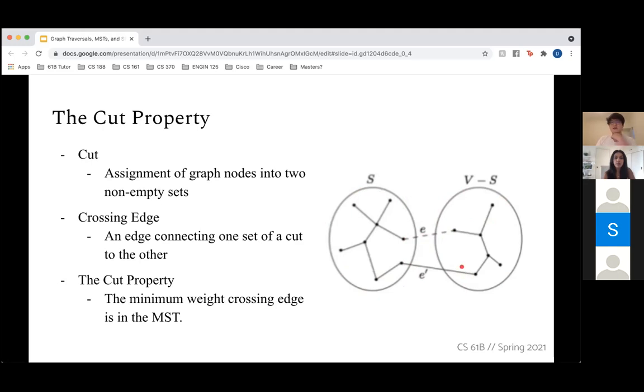So now that we know the definition of cut and crossing edge, what is the cut property? The cut property denotes that the minimum weight crossing edge will always be in an MST. And a slight correction here, it's not the MST. We can have multiple MSTs within a graph. So a minimum weight crossing edge will be present within an MST.